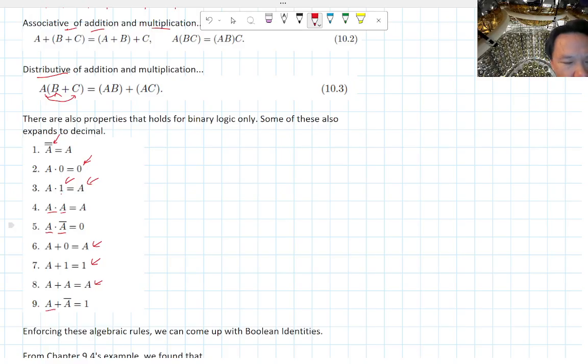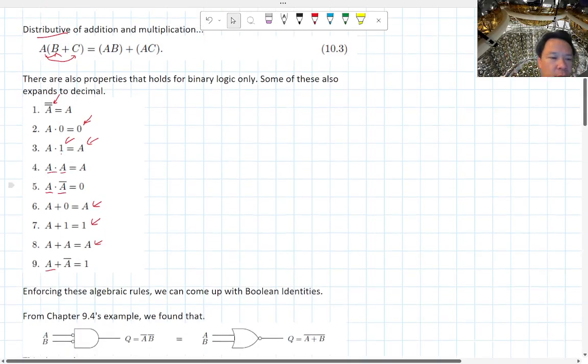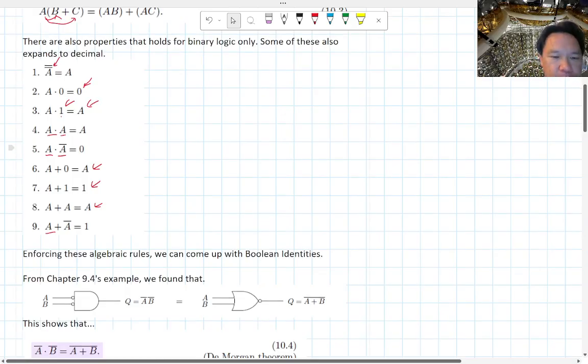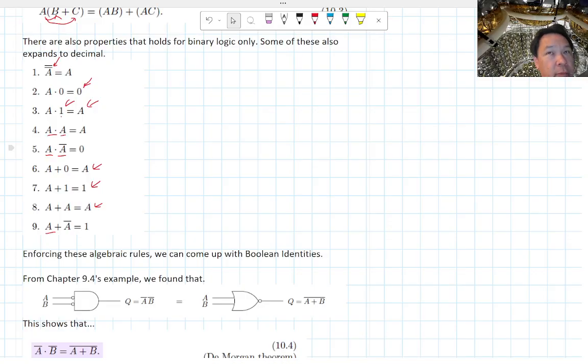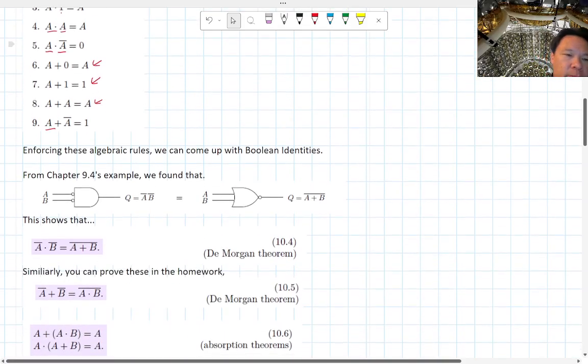And then if you have A or the opposite of A, let's say A is 1, 1 or 0 is 1, but if A is 0, it's 0 or 1, because the opposite of 0 is 1, right? That gives you 1 still. So these rules hold for binary logic only, okay? Enforcing these algebraic rules gives us some interesting identities and theorems that we can come up with.